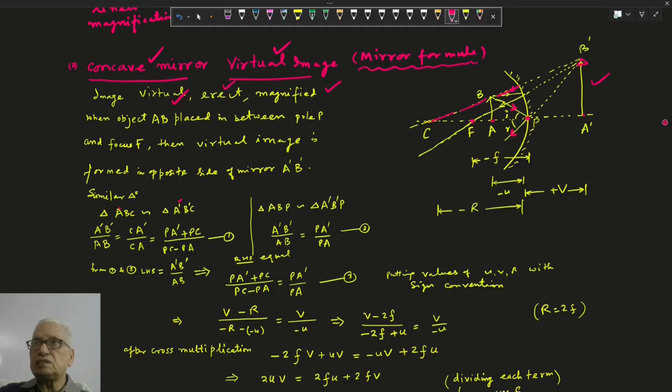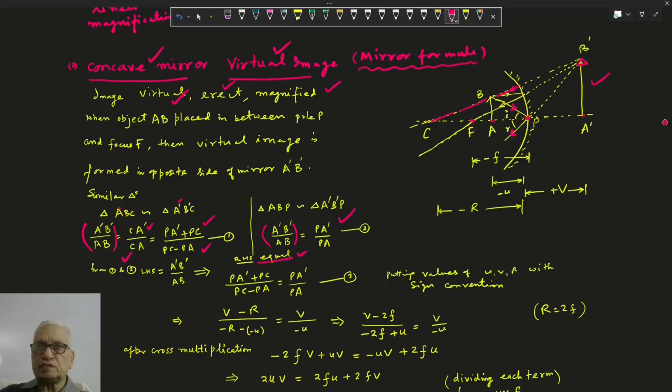Again A dash B dash upon AB, always यही ले रहे हैं हम लोग हमेशा. Corresponding side will be P A dash upon PA. डिस्टेंस P से लेनी है तो इसको रिप्लेस कर दिया P dash plus PC. A की जगह हमने लिखा PC minus PA. In another pair of similar triangles A dash B dash C and ABP, again A dash B dash upon AB will be P A dash upon PA. Corresponding side ratio from equations 1 and 2, left hand side A dash B dash upon AB is the same for both the equations, so the right hand side must be the same.